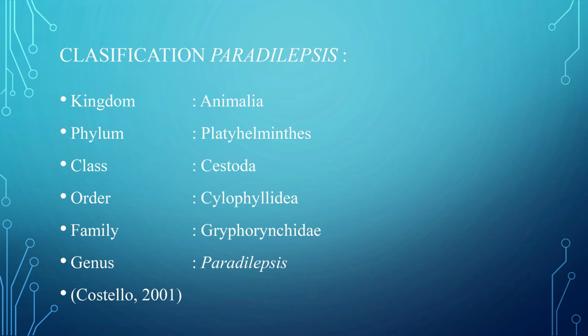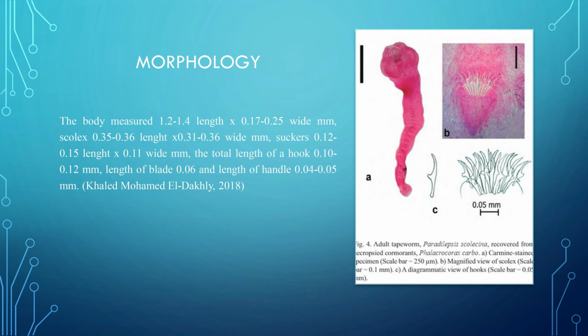Okay, I will explain the classification and morphology of Paradilepsis. Paradilepsis has a classification from kingdom Animalia, phylum Platyhelminthes, class Cestoda, order Cyclophyllidea, family Dilepididae, and genus Paradilepsis. The morphology of Paradilepsis you can see in the picture. Paradilepsis is a common tapeworm in fish-eating birds.